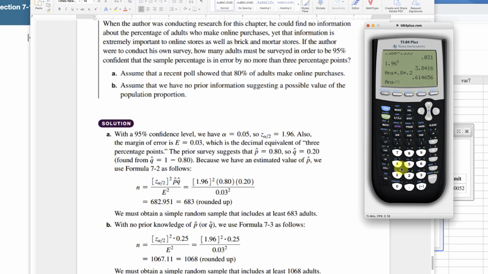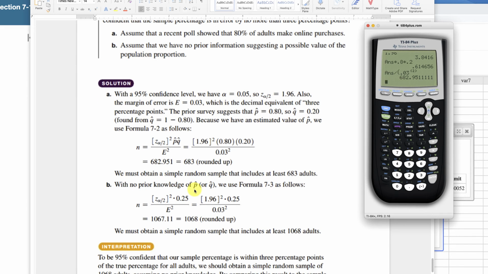Divided by, in parentheses, 0.03 to the second power, right? 682.95. That's what they have, but we have to round up. 683. So 683 adults we must survey to have a 95% confidence interval that we're getting the true population proportion.